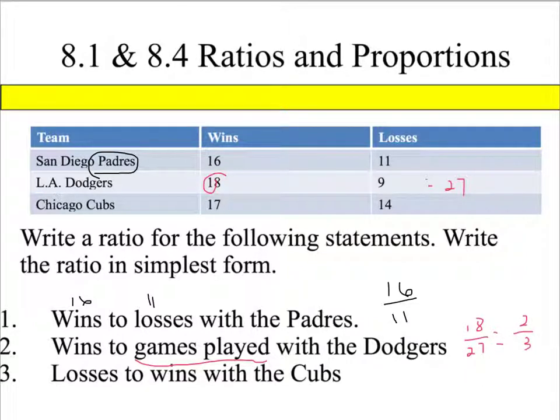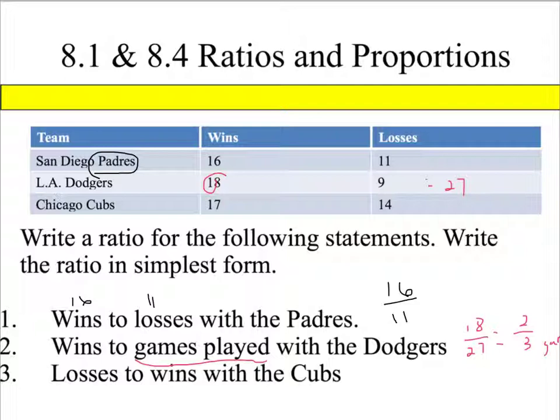So 2 over 3 is the exact same fraction, or equivalent fractions, or equivalent ratios. If you look at what this signifies, it says wins to games played. That means for every 3 games that the Dodgers played, they would win 2 of those. And that's what that ratio is describing.